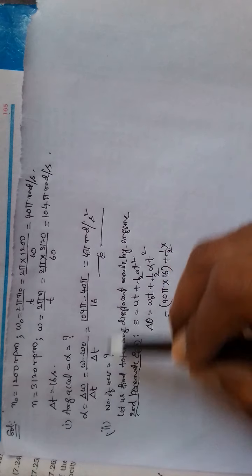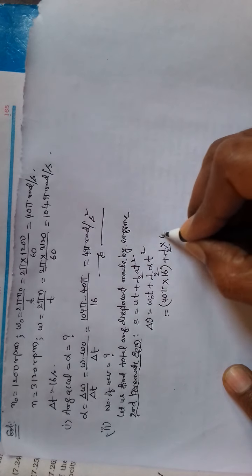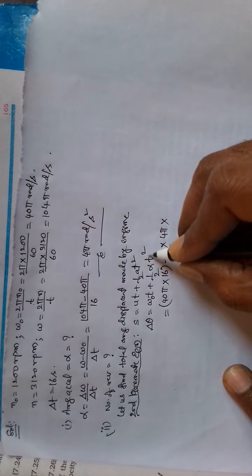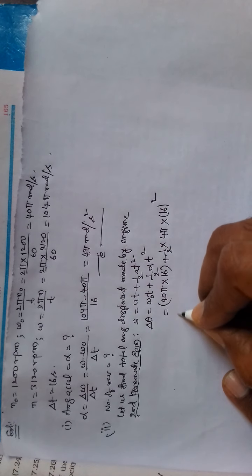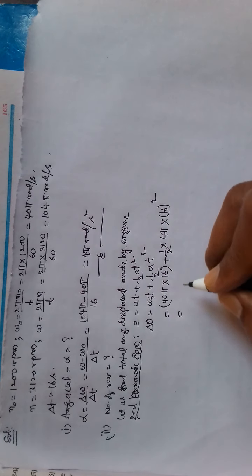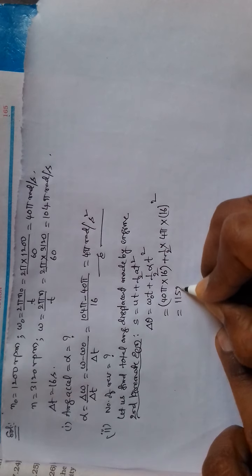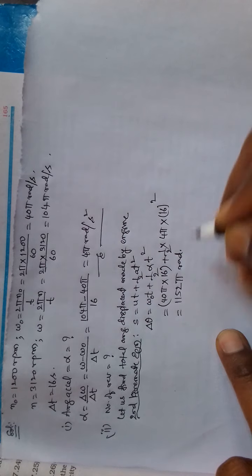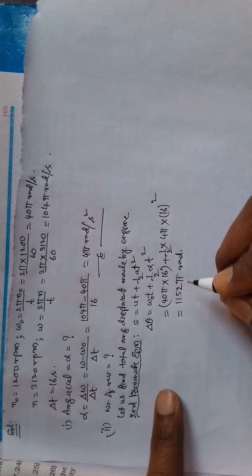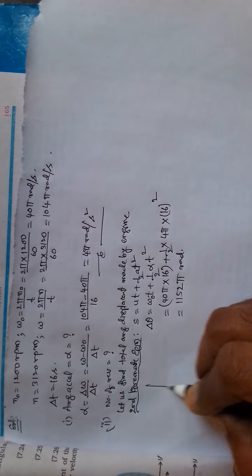Alpha value 4 pi, t means 16 square. So in this way we get 1152 pi radians.